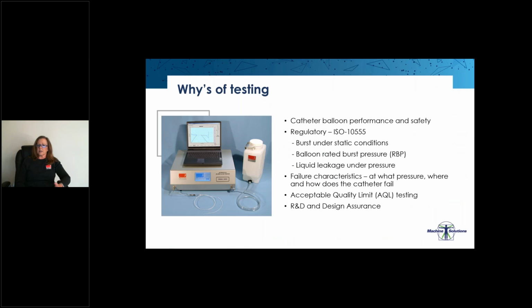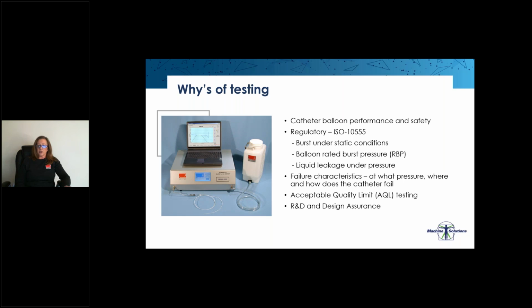First, I'd like to discuss why we do testing. Testing provides us with valuable information about our catheter balloon's performance, as well as its safety for use in the field. Testing is also required for regulatory compliance. ISO 10555 specifies a variety of ways in which intravascular catheters need to be tested for use in the field.